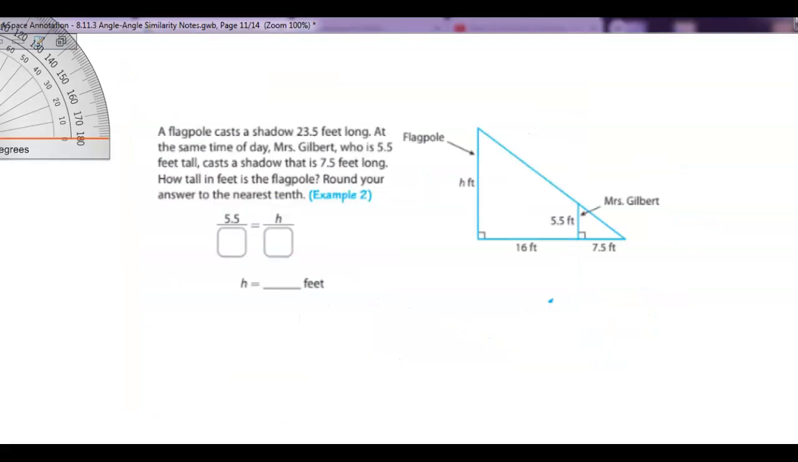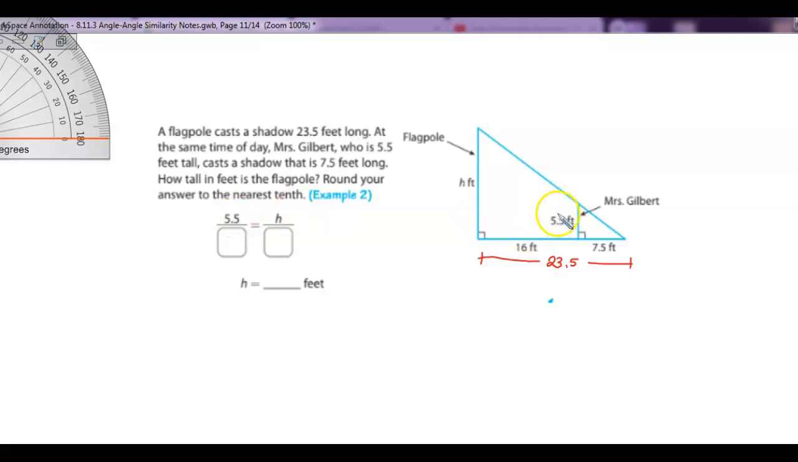Okay, a flagpole casts a shadow 23.5 feet long. At the same time of day, Mrs. Gilbert, who is 5'5" tall, casts a shadow that is 7.5 feet long. How tall in feet is the flagpole? So here's 7.5 feet. The shadow all the way is 23.5 from here to here. Mrs. Gilbert is 5.5 feet tall. She casts a shadow that's 7.5 feet long. Find the height of the flagpole.